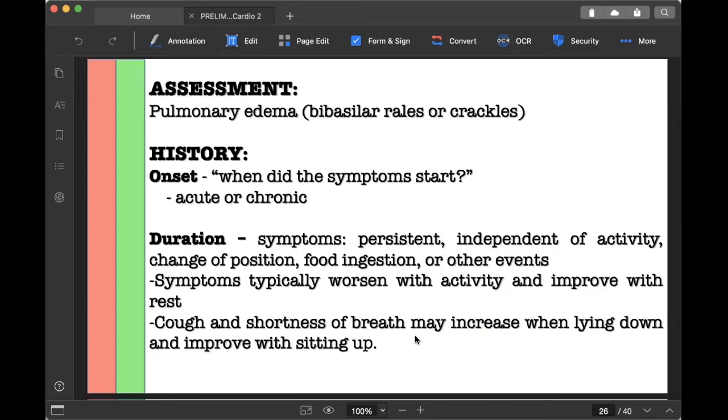Okay, how about the duration? Symptoms are persistent, independent of activity, change of position, food ingestion, or other events. Symptoms typically worsen with activity and improve with rest. The cough and shortness of breath may increase when lying down and improve with sitting up.